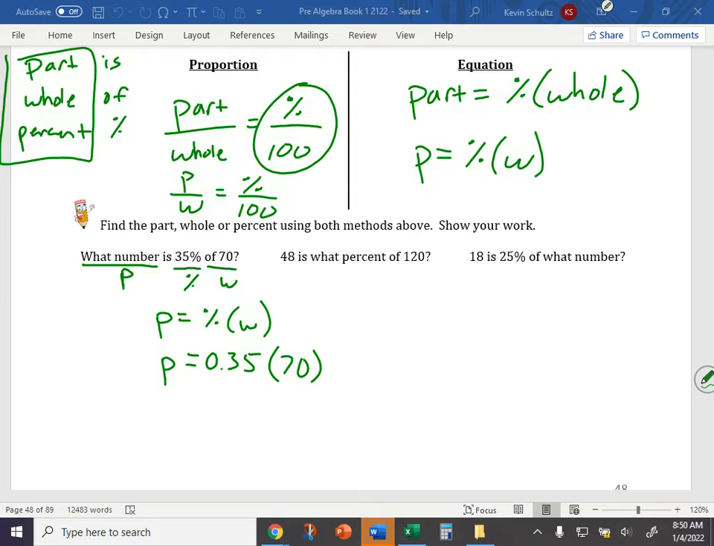So to solve this, all we've got to do is multiply 0.35 times 70. Carter? Can I go back? Sure. Okay. Will the question, like "what number is 35% of 70," always be in that order? Or percent, whole? Cade's noticing here that the way this question's phrased is the exact same order that our formula is set up.